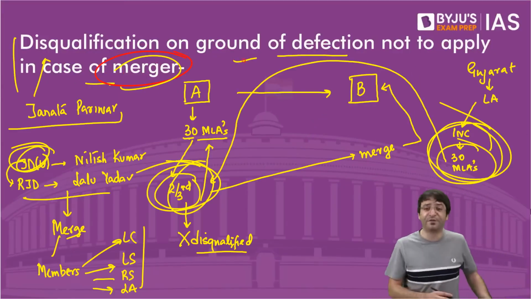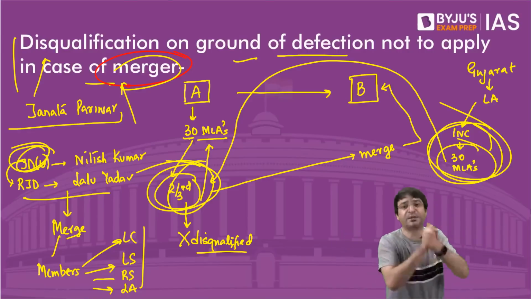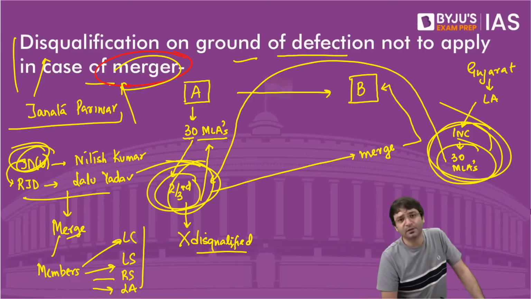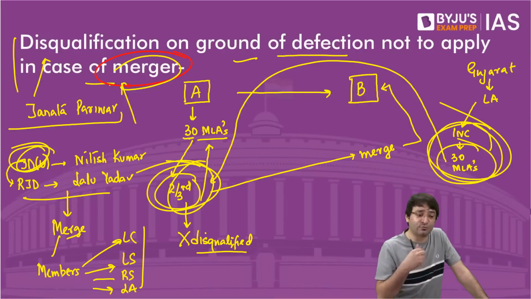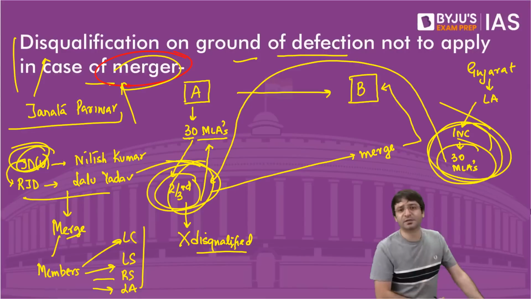Disqualification on the ground of defection does not apply in case two political parties decide to merge with each other. What if Congress, for example, tomorrow decides to merge TMC as well as NCP with itself? Because after all, Mamta Didi was part of the Congress. Sharad Pawar was part of the Congress.